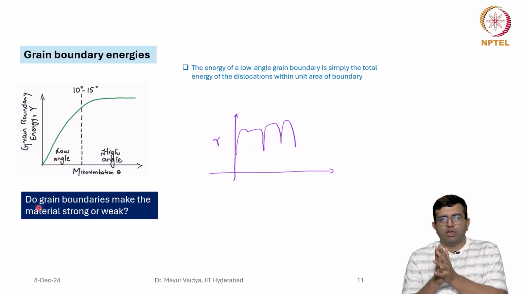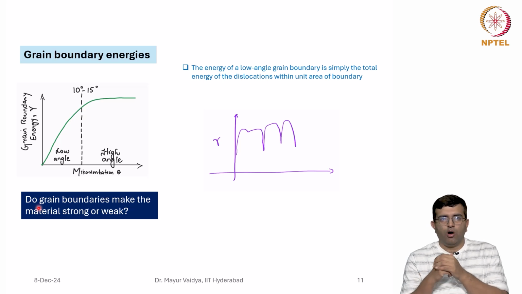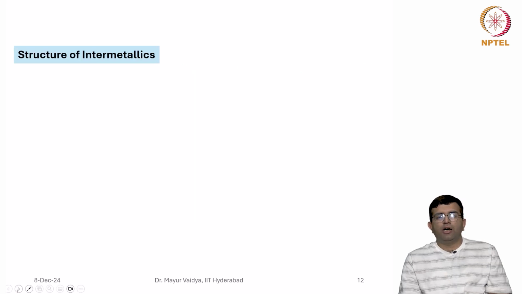So think about it. Usually it's an area of high energy. It's an area where atomic mismatch is there. But do grain boundaries make the material stronger or weaker? Then a couple of insights into what we know as intermetallics.